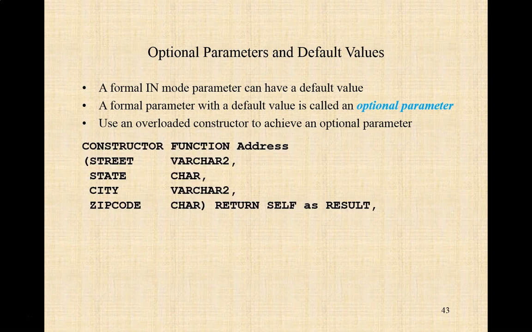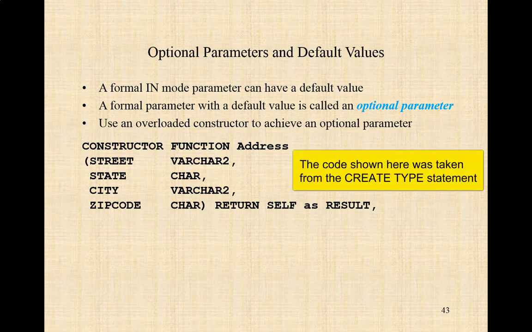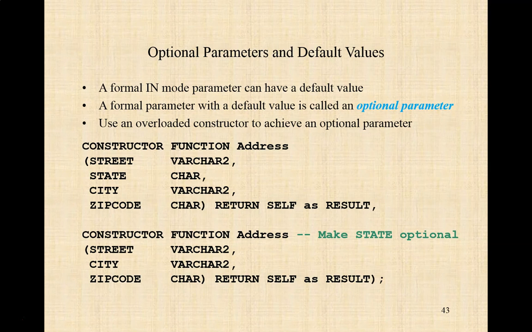We start with our first constructor, which has all of the attributes. This is the same constructor we've seen before, but now we add a second constructor. So the code that I'm showing you here has been extracted from the create type statement for the address type. Now, here's the second constructor. This is the one that has only 3 attributes: street, city, zip code. State is not specified. We cannot provide a state value through running of this constructor. Notice the comment says that state has been made an optional parameter.